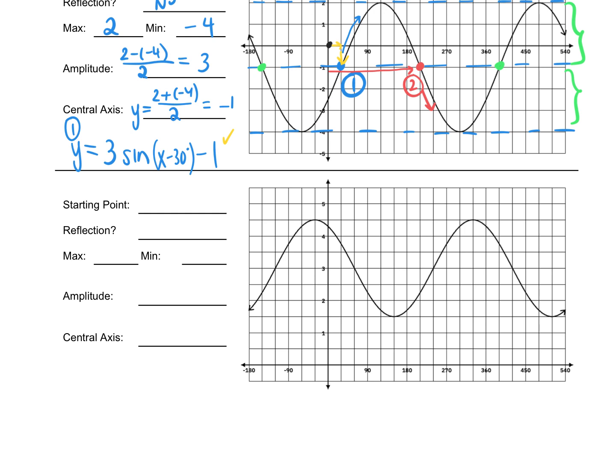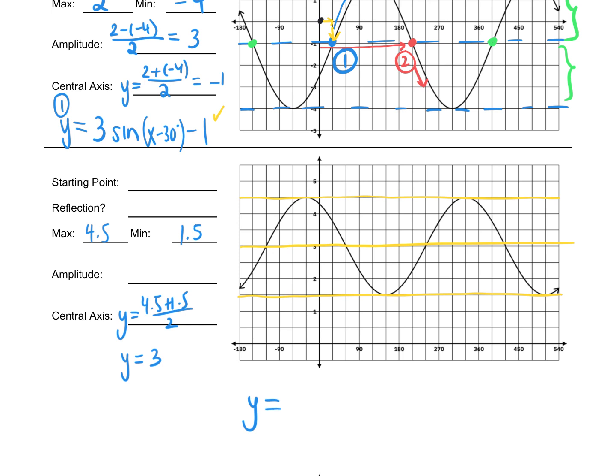So I'm going to highlight. My maximum is 4.5. My minimum is 1.5. Now maybe it's hard for you to see the middle with this, although I think it's 3, but I can do the calculation, add my numbers, and divide by 2. That's going to give me 6 divided by 2, which is 3. So let's start that equation. It's going to be plus 3 at the end.